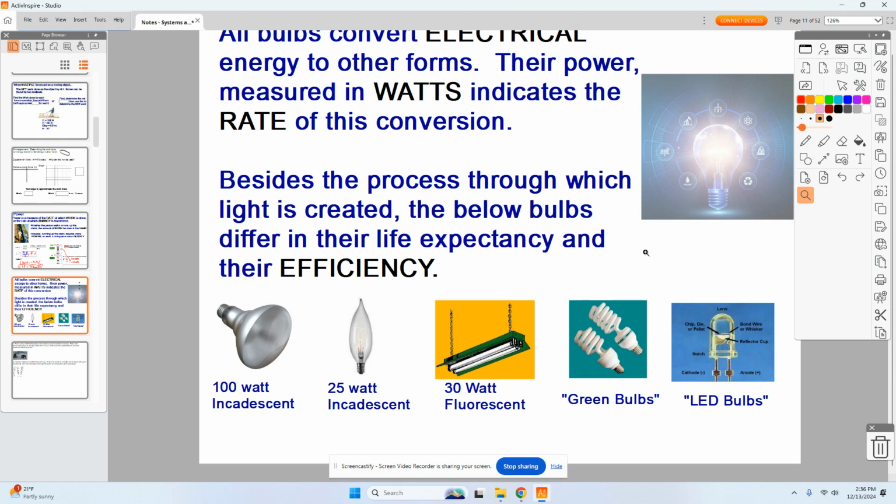So the idea is that as we've gone from these to these, it's because the efficiency is greater. This is 3% efficient. This is about 20% efficient, which means it's about 6 to 7 times as efficient, which means I need 6 to 7 times less energy to run that.